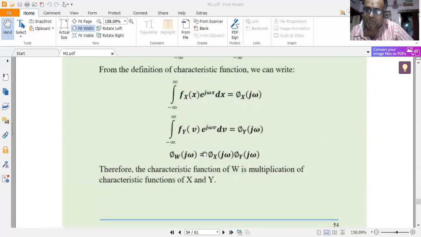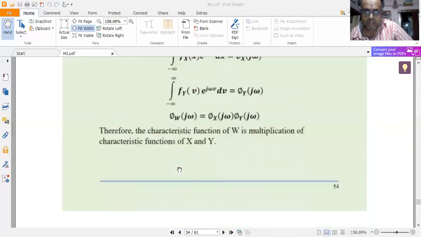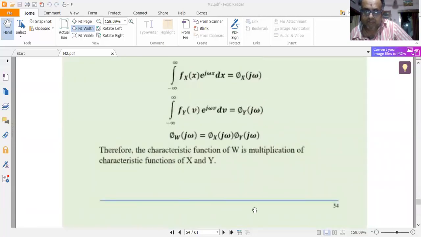And Fourier transform itself can be defined in many different ways. So please remember that Fourier transform itself can be defined in many different ways. We are following the symbology as per your prescribed textbook. Okay, thank you. Problems we shall solve in the next video.